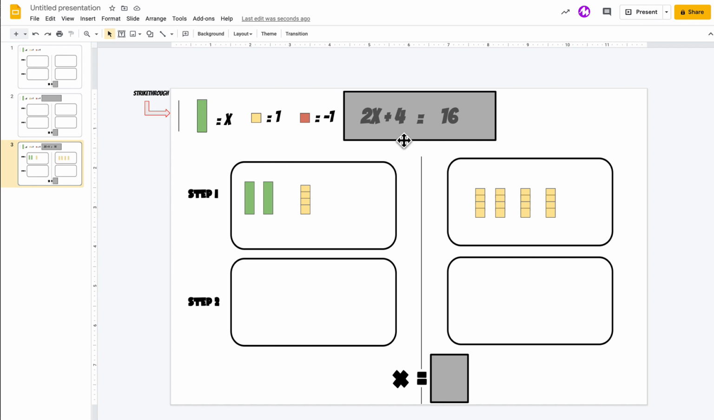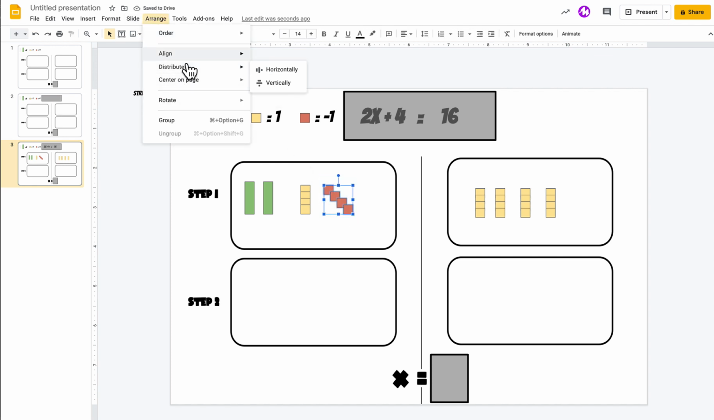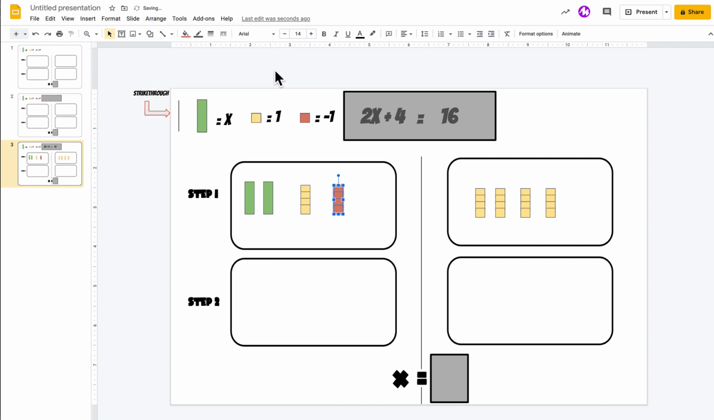So this is plus 4. So the SADMEP would be subtraction. I do not have that here, but I do have addition. Now I got to do the opposite to get the x's by itself. So I'm going to need 4 negatives on this left side. Again, I'm going to group those. I'm going to go to Arrange. I'm going to go to Align. I'm going to go down the center. And I'm going to group those right next to here to show some 0 pairs.